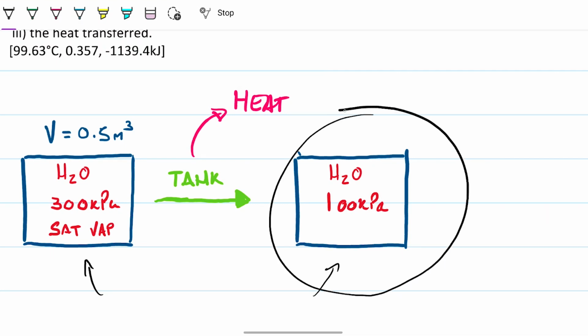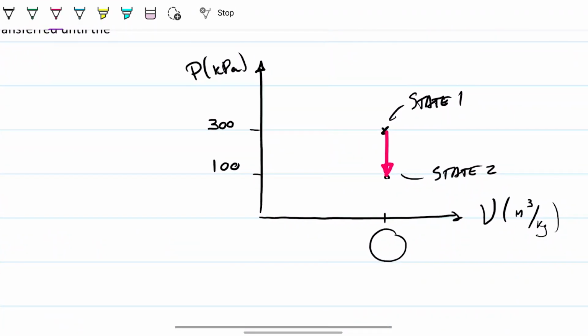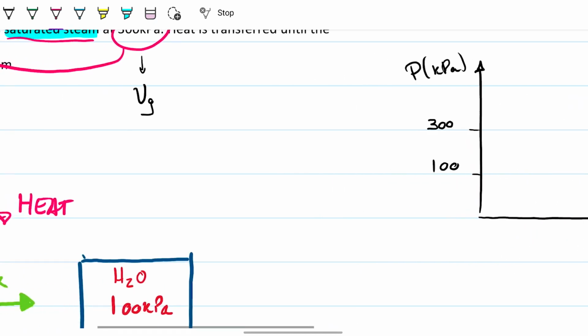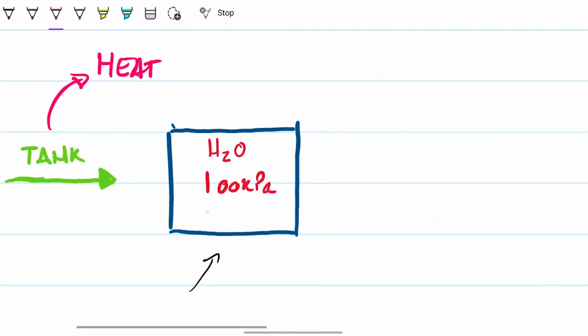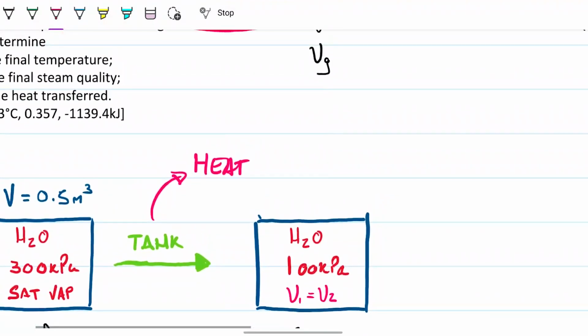On the second state, we know it's 100 kilopascals, but we need an extra piece of information to solve it. That piece of information is precisely the one we got out of the PV diagram: the specific volume is not changing. Whatever the specific volume is in the first state will be the same in the second. So specific volume 1 equals specific volume 2. Therefore, let's go and find out what this specific volume is. Let's go down to the tables.